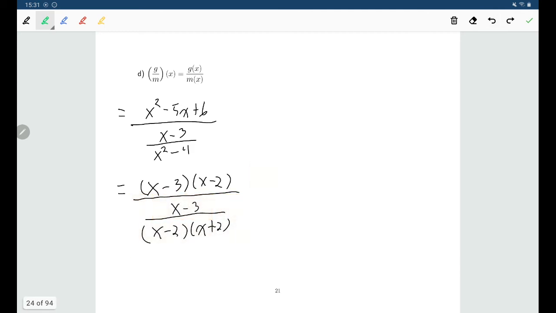So if we're thinking ahead of what our domain should be, I'm expecting that for my domain, x should not be 2, because that makes m undefined. It shouldn't be negative 2, because that also makes m undefined. And it shouldn't be 3, because that makes m equal to 0, which makes g divided by m undefined.